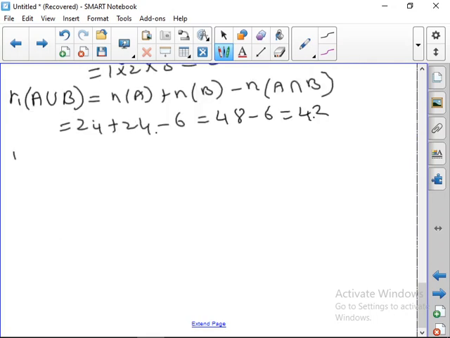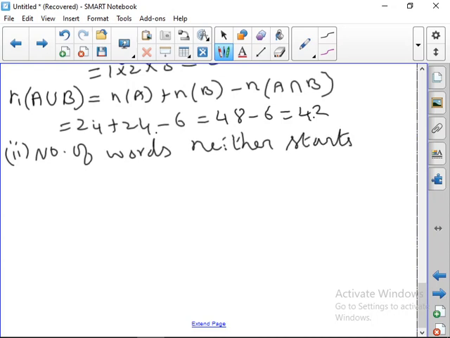Okay. Now what about the second subdivision? Neither starts with L nor ends with S. Okay. So neither this nor that. So number of words neither starts with L nor ends with S. Okay, number of words that neither start with L nor end with S. So, what is it? How many words can be framed?